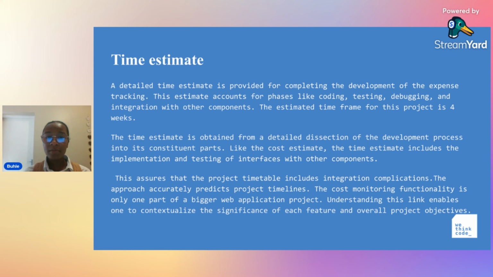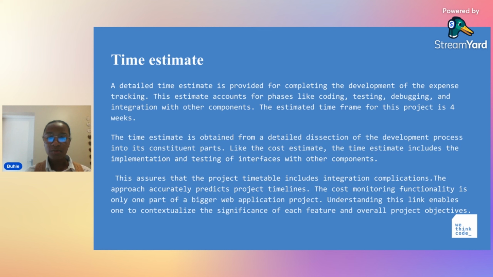A detailed time estimate is provided for completing the development expense tracking. This estimate accounts for phases like coding, testing, debugging, and integration with other components. The estimate time frame for this project is approximately 4 weeks. The time estimate is obtained from a detailed dissection of the development progress into smaller parts. Like the cost estimate, the time estimate also includes the implementation and testing of interfaces with other components.